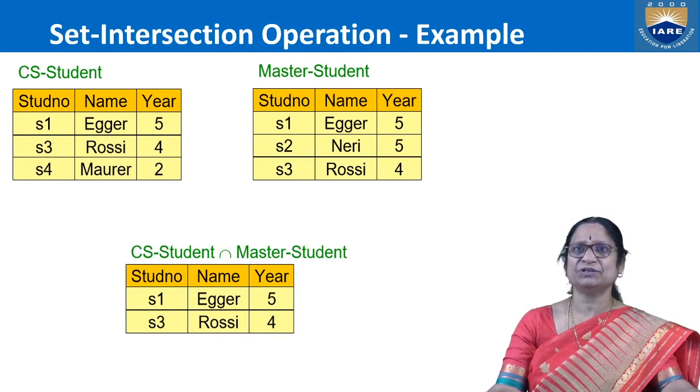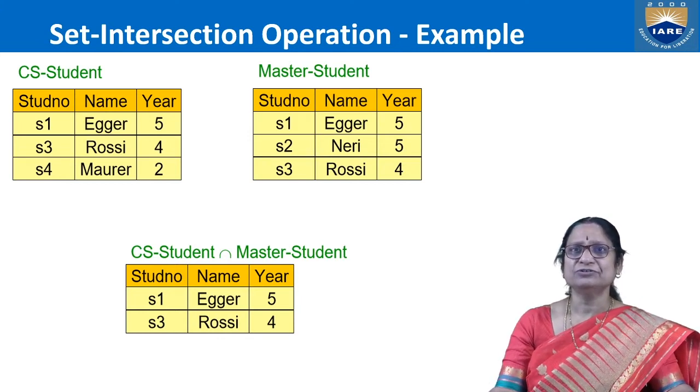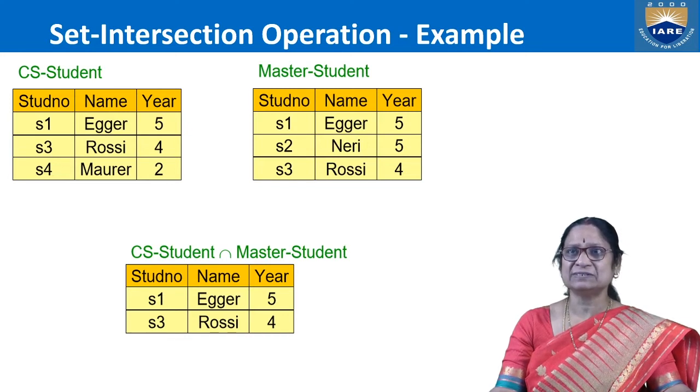We can continue further with the set intersection. The first tuple, S1 equal 5, is there, so that was listed in our intersection. S3 row Z4 is also there, so that was also in the result. S4 is not there in the master students, so it was not in the result. So these are the common tuples we got.